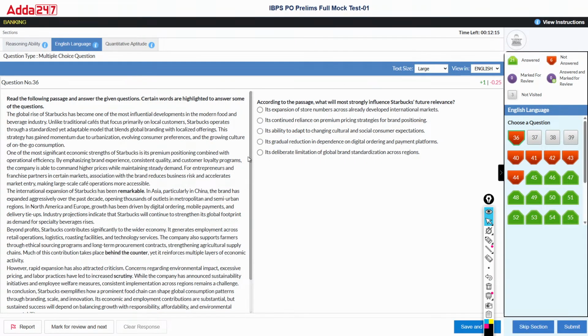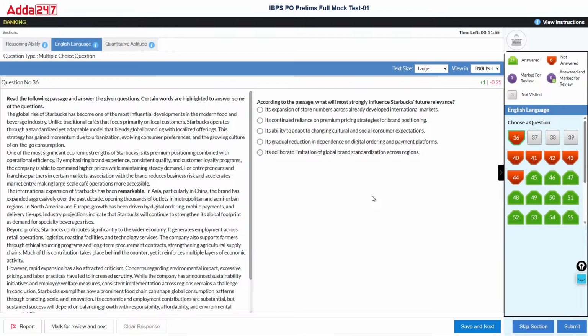The global rise of Starbucks has. I have enough time, so I'll just read the RC thoroughly. The global rise of Starbucks has become one of the most influential developments in the modern food and beverage industry.